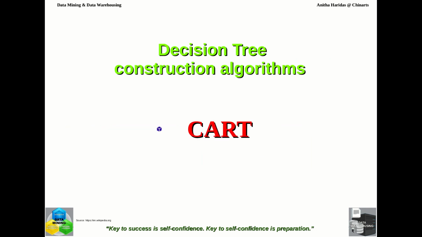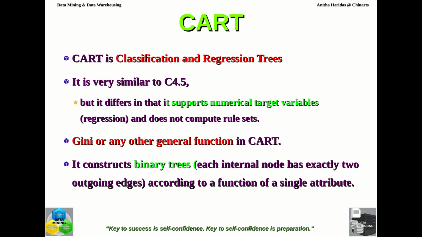Then the third decision tree construction algorithm is CART. CART is nothing but classification and regression trees, and this is also similar to C4.5, but it differs in that it supports numerical target variables and does not compute rule sets, right? So it differs in this particular point. C4.5 does not support numerical target variables and it computes the rule sets, but here it supports numerical target variables but it does not compute rule sets.